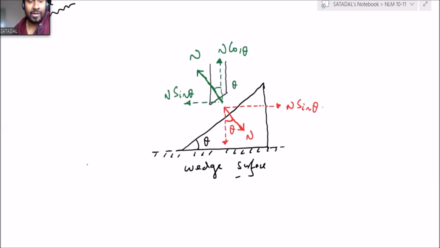Okay. Now you answer me a question. Listen to me very carefully to what I am asking and then answer me. Which particular force is responsible for the motion of the wedge? Answer me precisely. Is it N? Is it N cos theta? Or is it N sin theta? Correct. Only this is responsible for the motion of the wedge, N sin theta, because it was having acceleration in this direction. This is the direction of acceleration of the wedge.